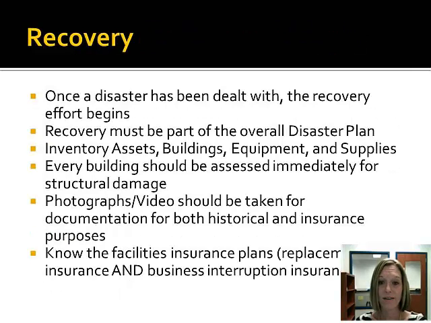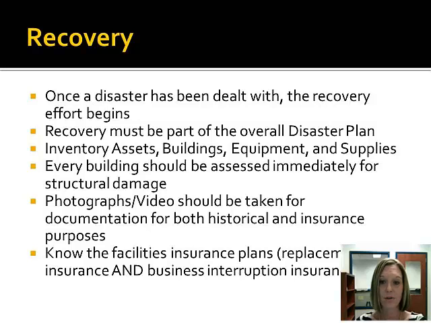What happens after this disaster has been dealt with? Recovery begins on many different levels and through many different sources. As soon as possible, all assets, medications, supplies, and equipment must be inventoried and assessed for damages. Structural damages must be seen to and documented. Photographs and videos should be taken for both historical and insurance reasons.